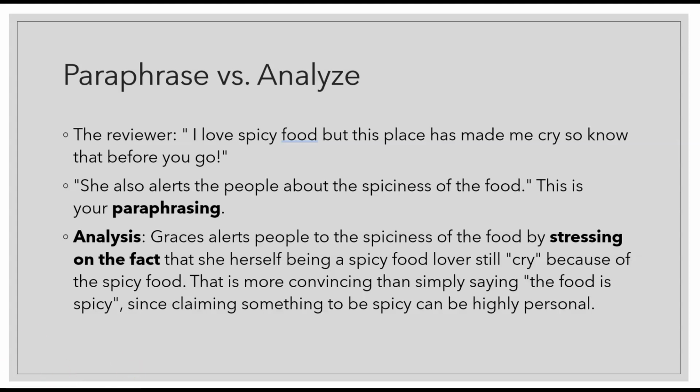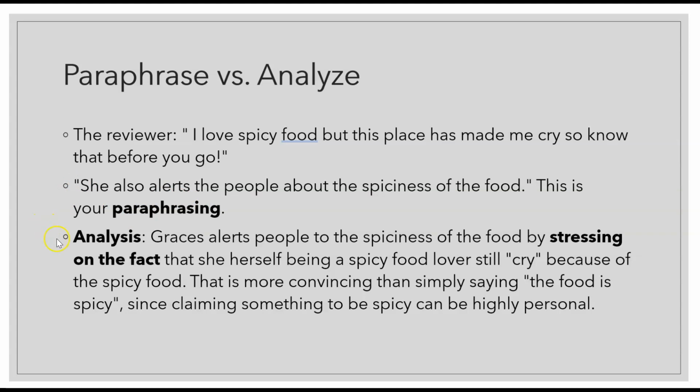So the first one is that the reviewer says, "I love spicy food, but this place has made me cry, so know that before you go." By quoting the original sentence, you put it in quotation marks. That's what we mean by saying quote or quotation. And if you want to paraphrase it, it probably goes this way: "She also alerts the people about the spiciness of the food." So here we are paraphrasing, or explaining what's going on.